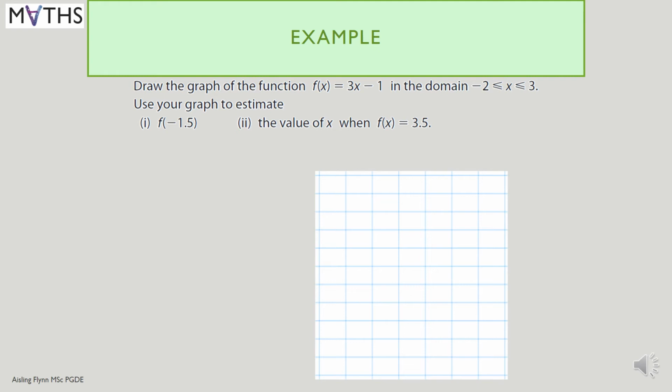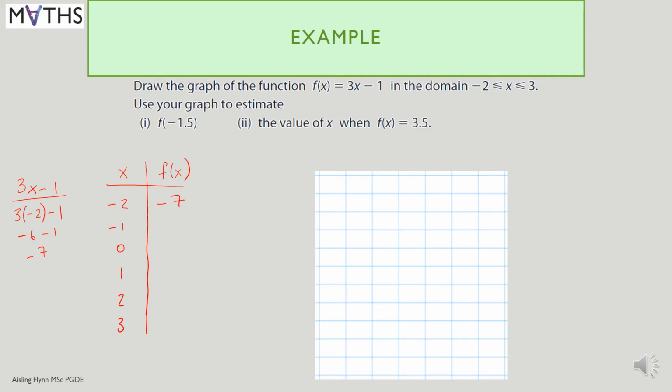Here's an example. Draw the graph of the function f of x equals 3x minus 1 in the domain where x is between -2 and 3. Drawing first, you want to work out your table. My x values are going to start at -2, -1, 0, 1, and finish at +3, and my f of x will be the outputs. Using 3x minus 1, if I do 3 times -2 minus 1, I get -6 minus 1, which is -7. So the first output is -7.